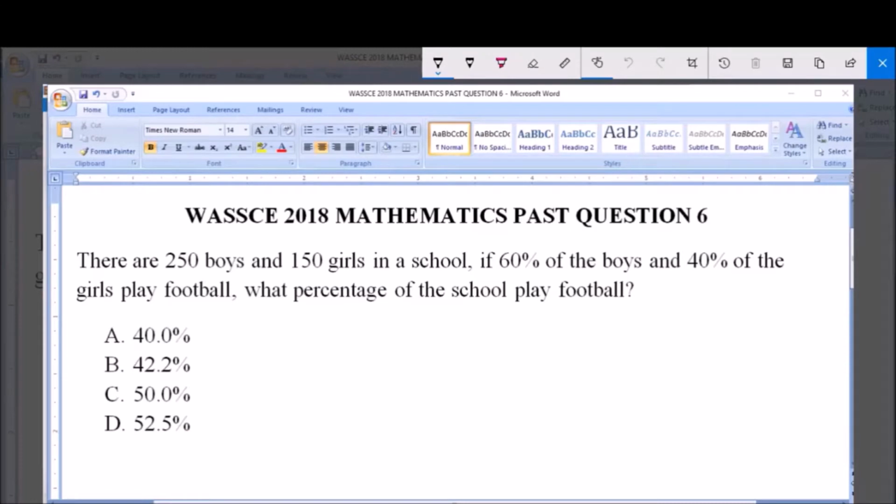I'll be answering WASC 2018 Mathematics Past Question 6. There are 250 boys and 150 girls in a school. If 60% of the boys and 40% of the girls play football, what percentage of the school play football? A 40.0%, B 42.2%, C 50.0%, and D 52.5%.